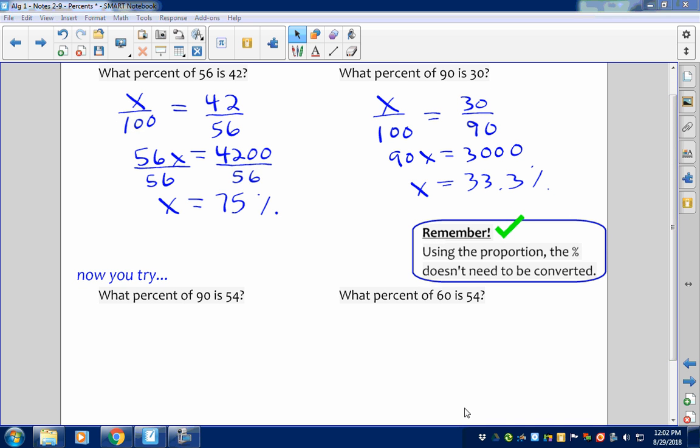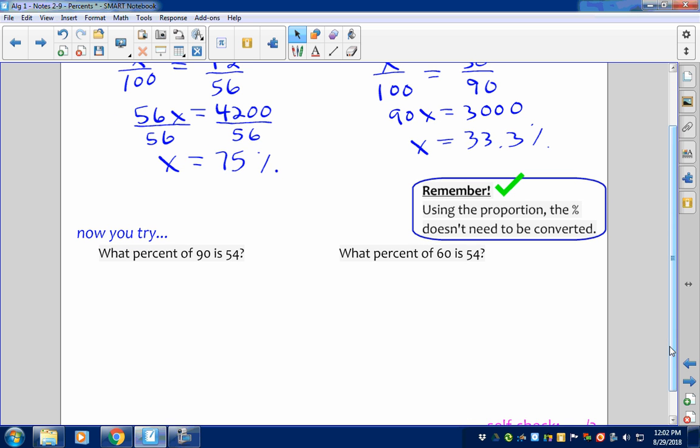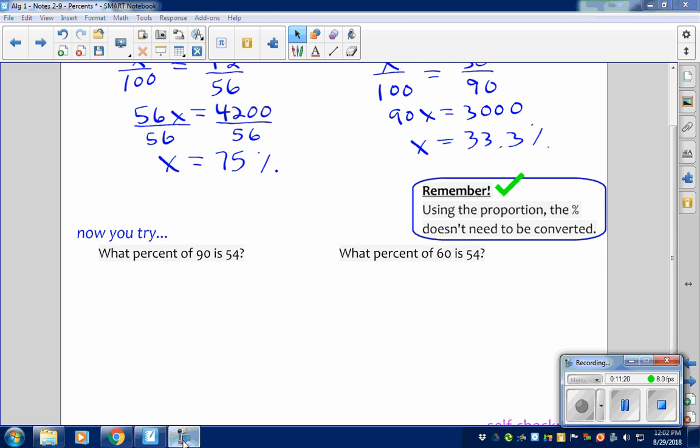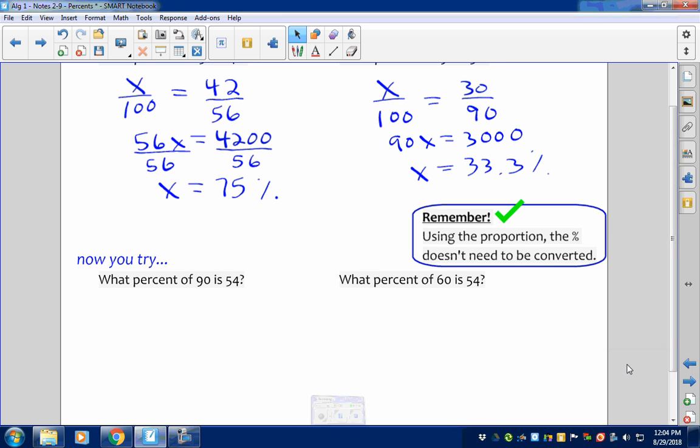All right, you try these two. So see if you can set them up and solve, and then I'll throw up the answers here in just a minute. Okay, so you should have gotten 60% for this guy, 90% for this one.